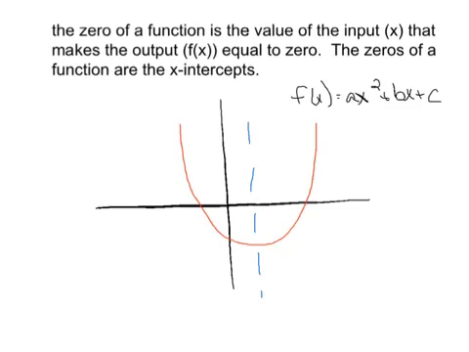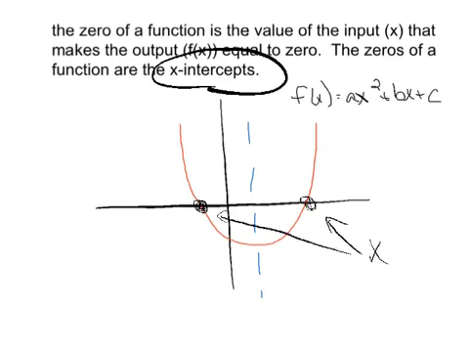The zero of a function is the value of the input, which is x, that makes the output, f of x or y, equals 0. So you plug in an x, do some calculations, your output is 0. The zeros of a function are the x-intercepts. So if you see where the x-intercepts are, where it crosses the x-axis, these are your x-coordinates, which give you the zeros.